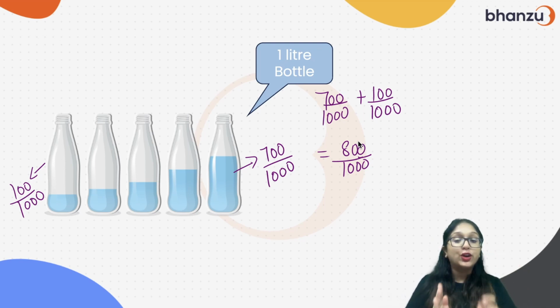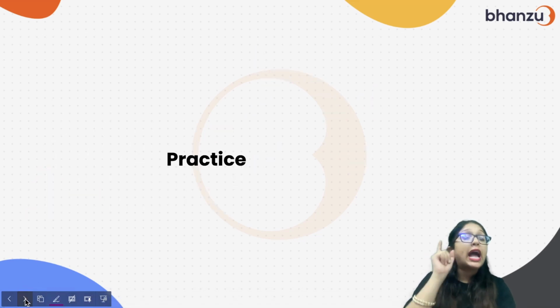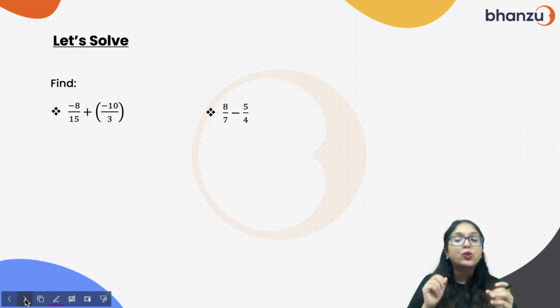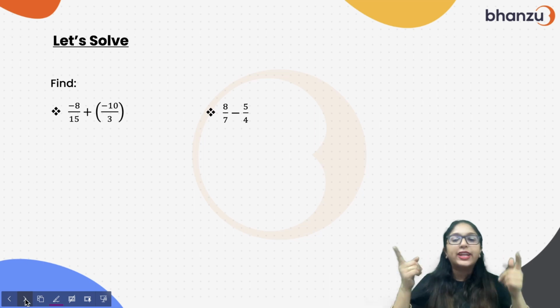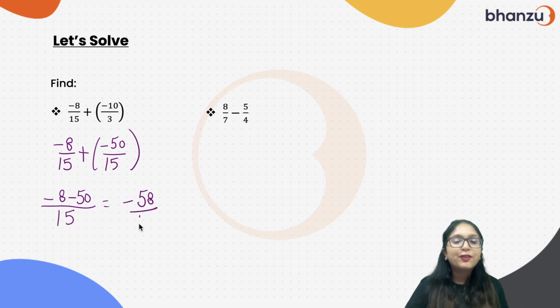So till now you have learned how we can perform the operations on rational numbers. So I want you to practice a few questions because that is very important. Okay, so you can see a few questions. Let's quickly check. Now the LCM of 15 and 3 is 15 only. So no change in the first fraction. In the second fraction we will multiply the top and bottom by 5. So this is going to be minus 50 over 15. And then 15 at the bottom. Minus 8 minus 50. This is going to be minus 58 over 15. Yeah, clear? Now let's do the second question.